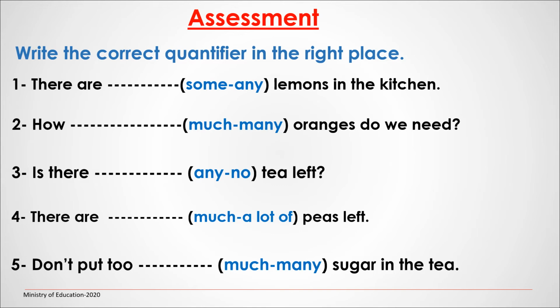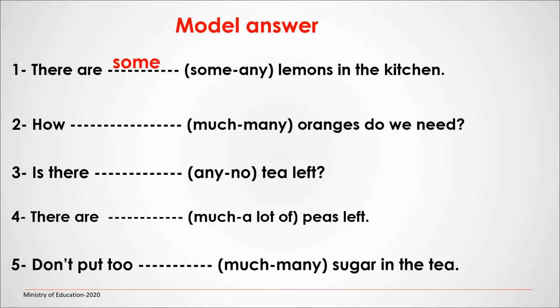Now, let's check the answers. 1. There are some lemons in the kitchen. 2. How many oranges do we need? Because oranges are countable. Number 3. Is there any tea left? Because it's a question. 4. There are a lot of peas left, because peas are countable. 5. Don't put too much sugar in the tea. Of course, we use much here because sugar is uncountable.